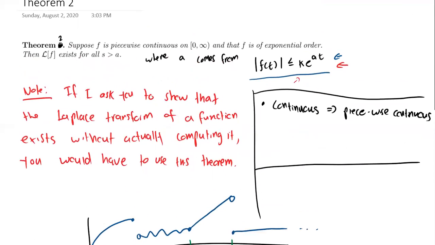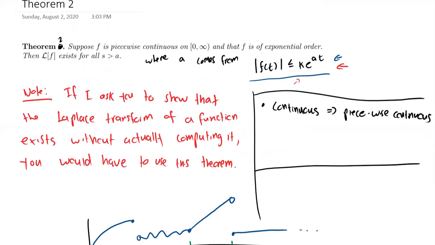And in terms of whether a function has a Laplace transform, as long as your function is piecewise continuous and it's of exponential order, you are guaranteed that the Laplace transform exists. So in the next video, we're going to see examples of how to use this theorem to show that the Laplace transform of a function exists without actually having to find the Laplace transform. And that's the last thing I want to say.